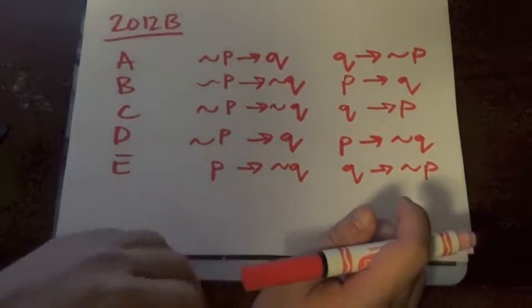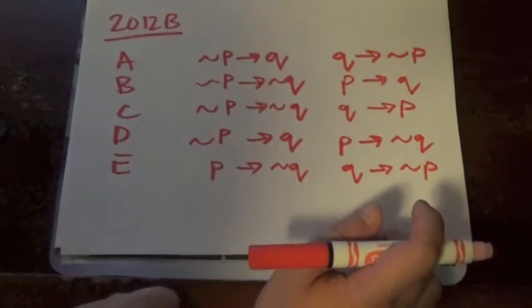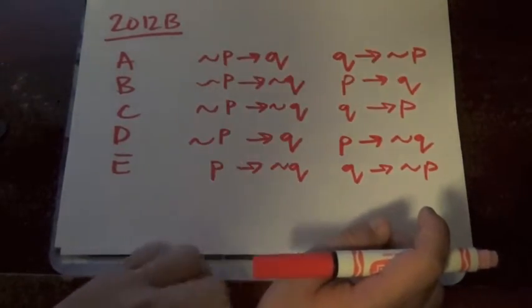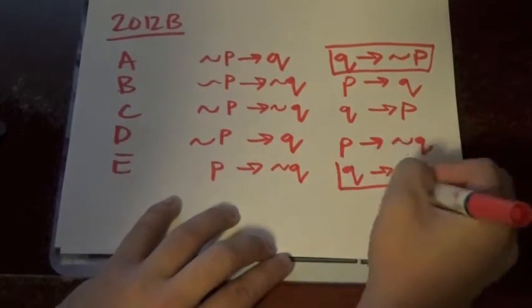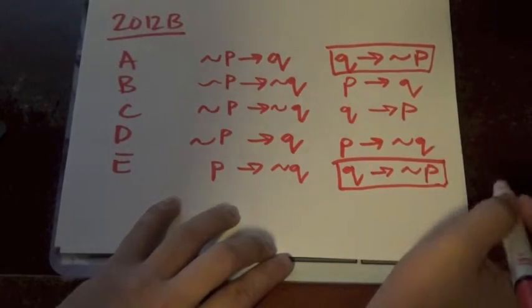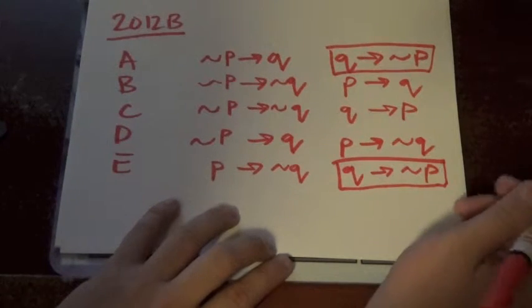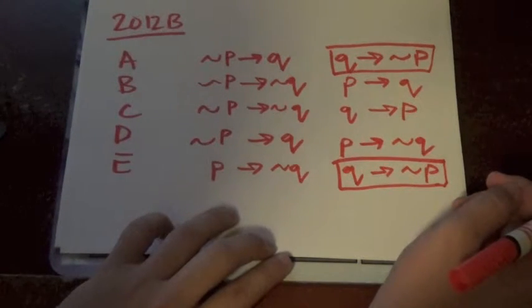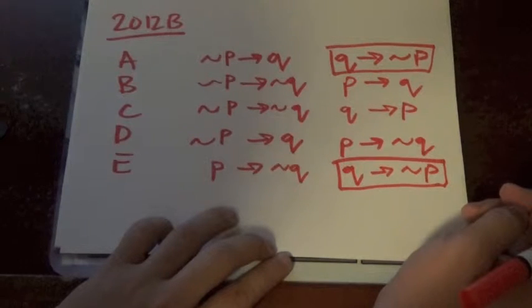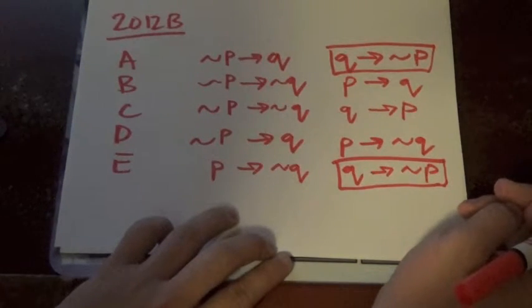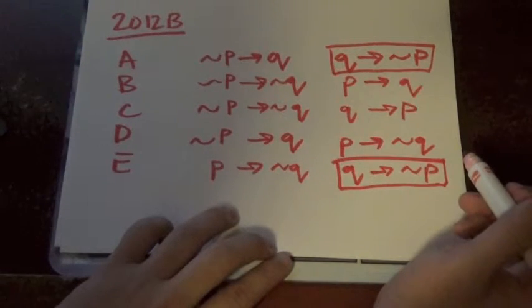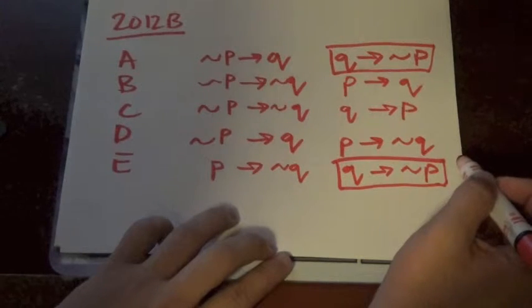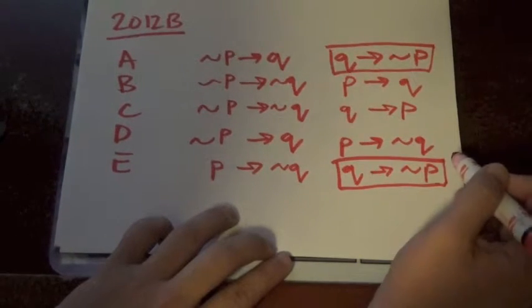Now, the question asks us to find which ones are logically equivalent, not merely the same. We know that A and E are exactly the same, so they must be logically equivalent. We also know that a statement and its contrapositive are always logically equivalent. The contrapositive of our two matching statements here would be if P, then not Q.